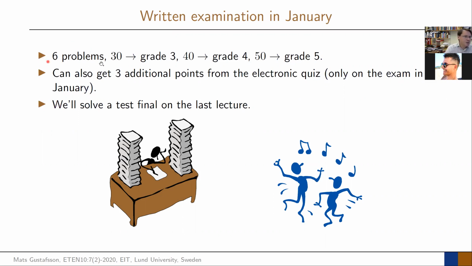And the exam consists of 6 problems. You need 50% to pass. That gives you grade 3. If you get 40 points, you can get 10 points per problem, you get grade 4. And if you get 50 points, you get grade 5. So it means basically you have to solve 5 of the problems. But you also get sub-problems. So if you can solve a problem 50%, you basically get 5 points per that problem.